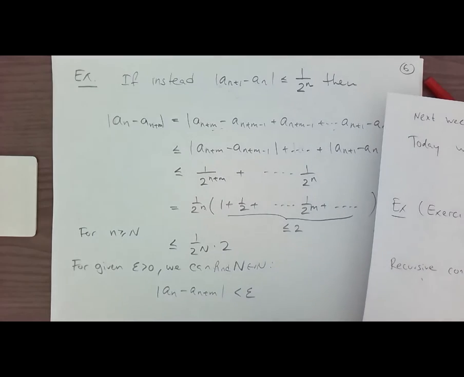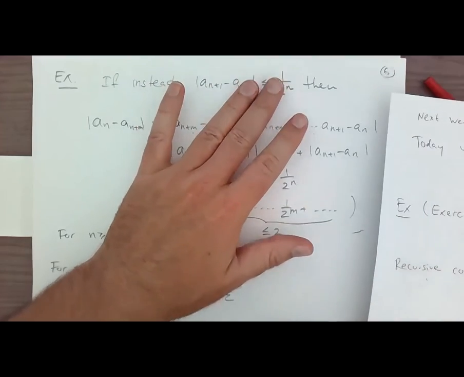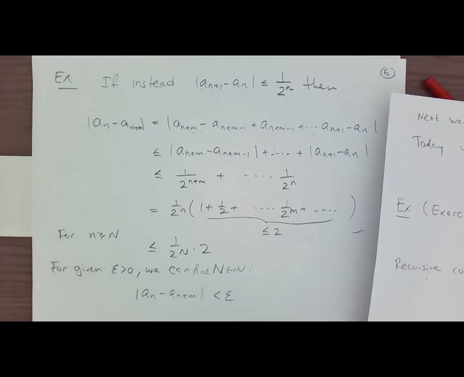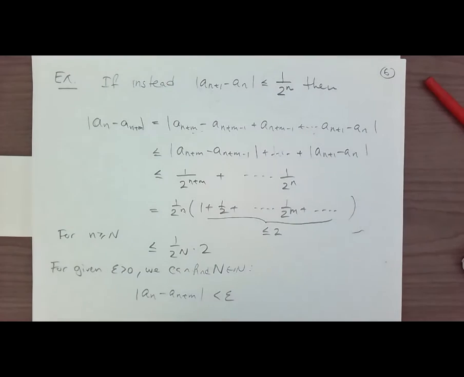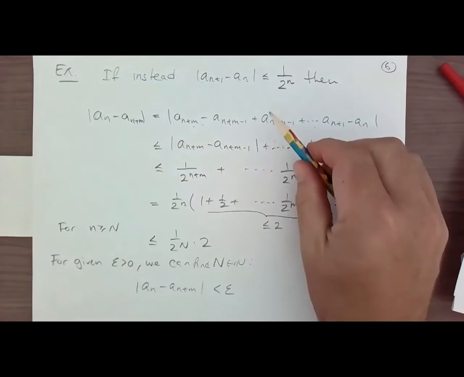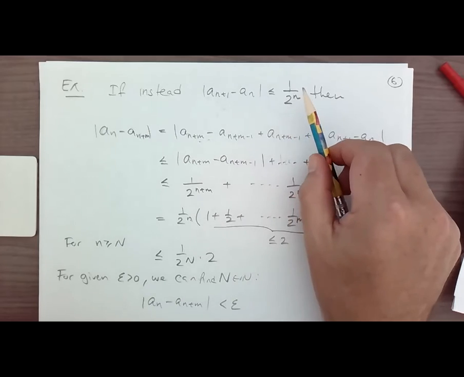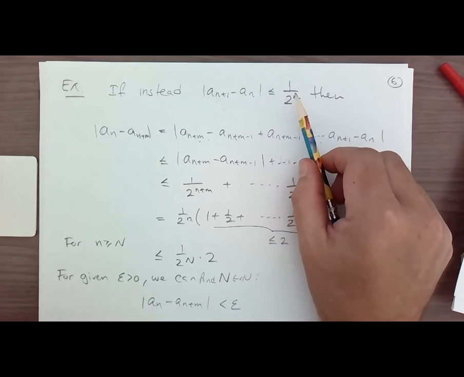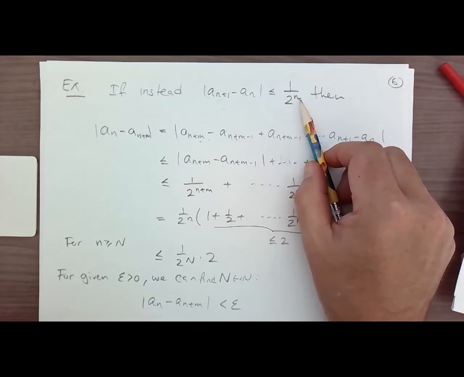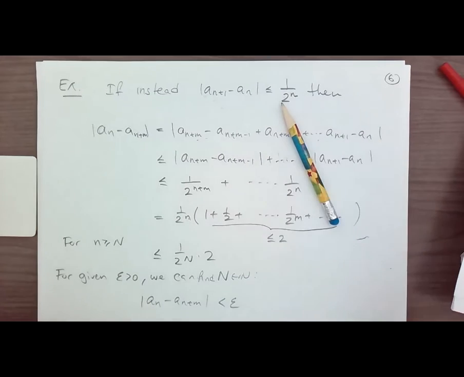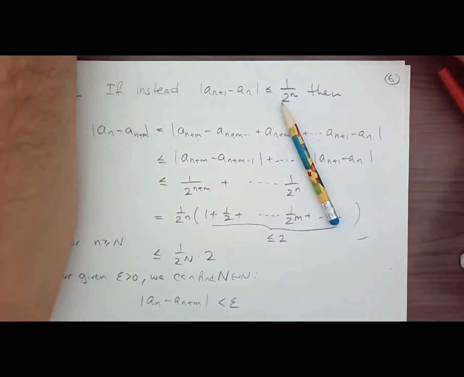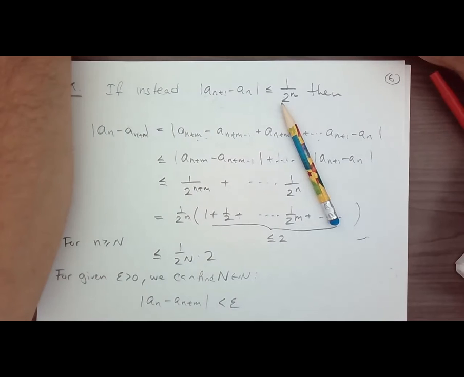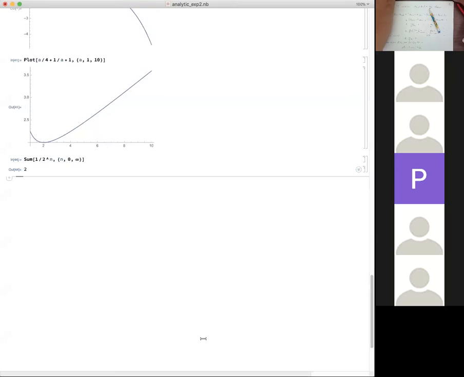Why did I choose this? Because I knew that this was going to work. This one here is one of the ones that decay fast enough, right? This decays much faster than 1 over n. If you look at plots of these two things, you will see a big difference. Let me show you how that looks in a picture.